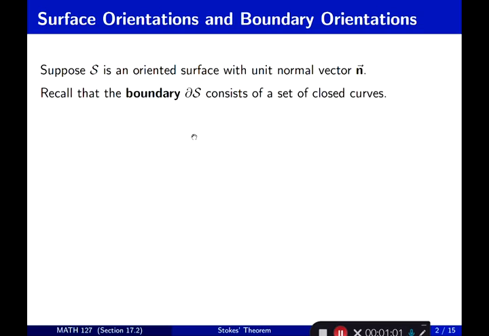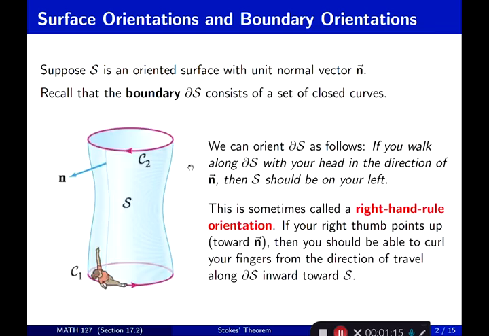Let S be an oriented surface with unit normal vector n. Recall that the boundary, partial S, is the boundary of S and consists of a set of closed curves. Now, we can orient the boundary of S as follows. If you're walking along the boundary of S with your head in the direction of the normal vector, and you stick your left hand out, then your left hand should point to the surface itself.